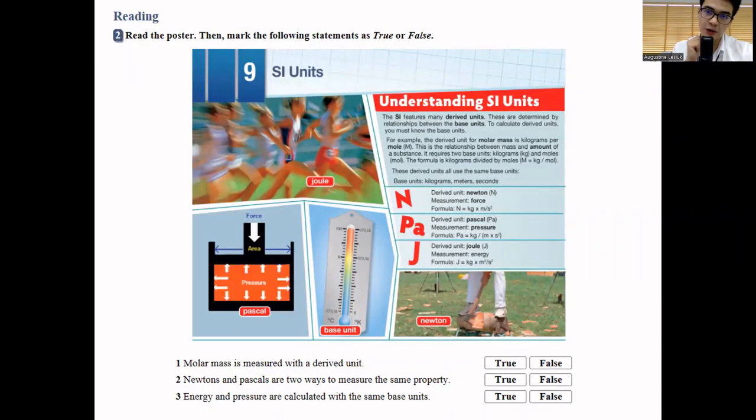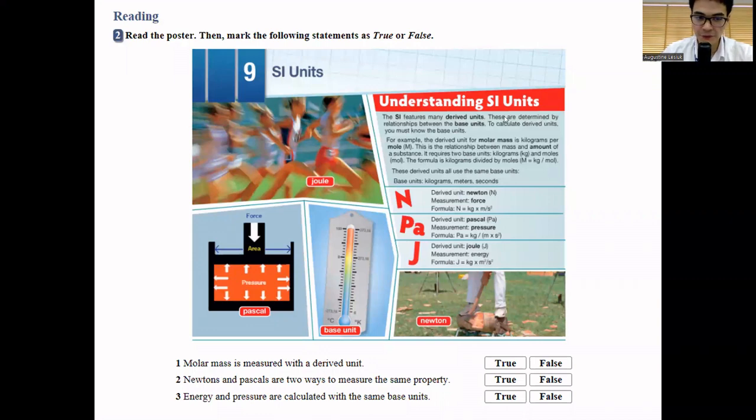For the second warm up, I want you guys to read through the poster again. After you read through it, select whether the following statements are true or false. We have these three statements down here. The first one says, molar mass is measured with a derived unit. Newtons and pascals are two ways to measure the same property. And lastly, energy and pressure are calculated with the same base units. So read through the passage, pause the video, and select true or false for each of these statements. Once you're done, resume the video and we'll go through the answers together.